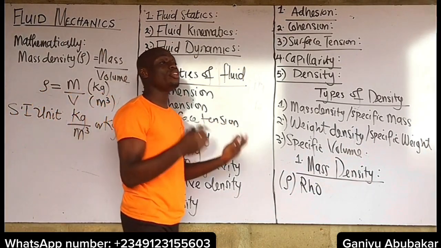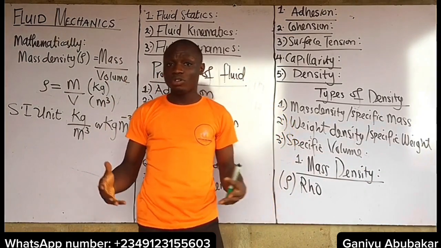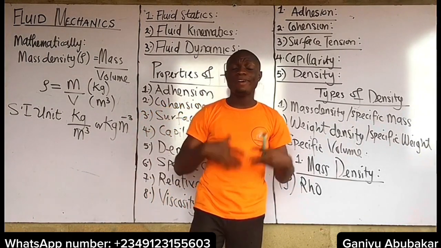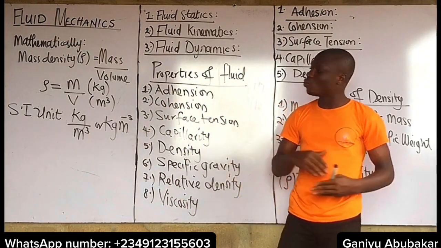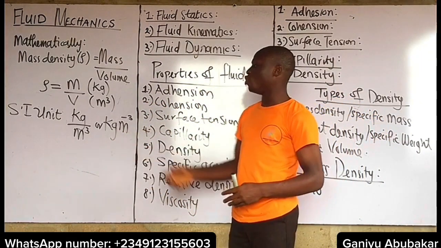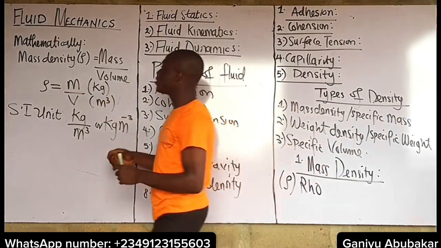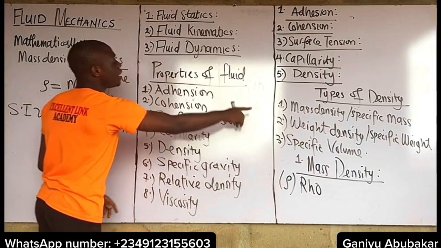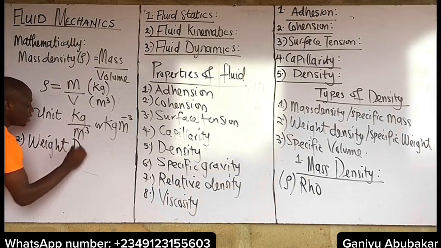When it comes to the study of fluid mechanics as a course, SI units are broad, so they might be confusing, and I'll take my precious time to explain those SI units very well for you. When it comes to kilogram per cubic meter, I'm talking about the mass density. All right, this is the mathematical expression for mass density. Let's go to the second one, called weight density. Number 2, weight density.